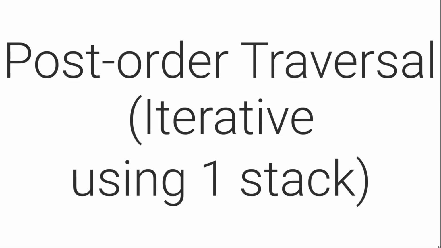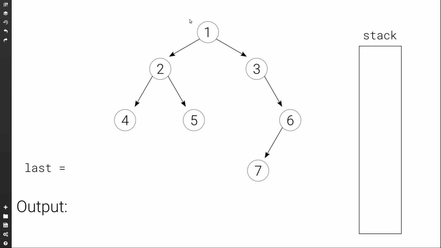Let's see how to do the post-order traversal of a binary tree iteratively using one stack. Here we have a simple binary tree and we have a stack. So we begin by setting the current node to the root of the tree.